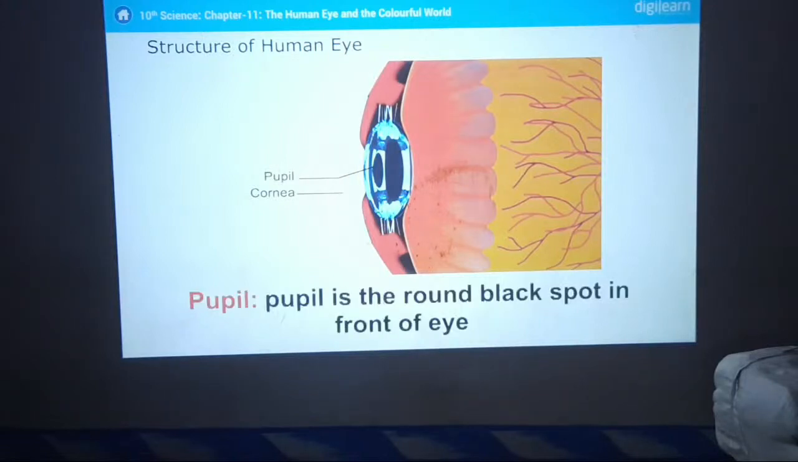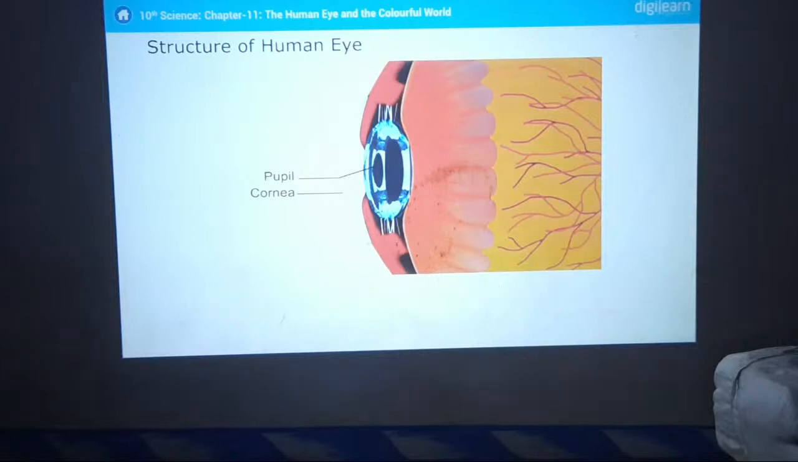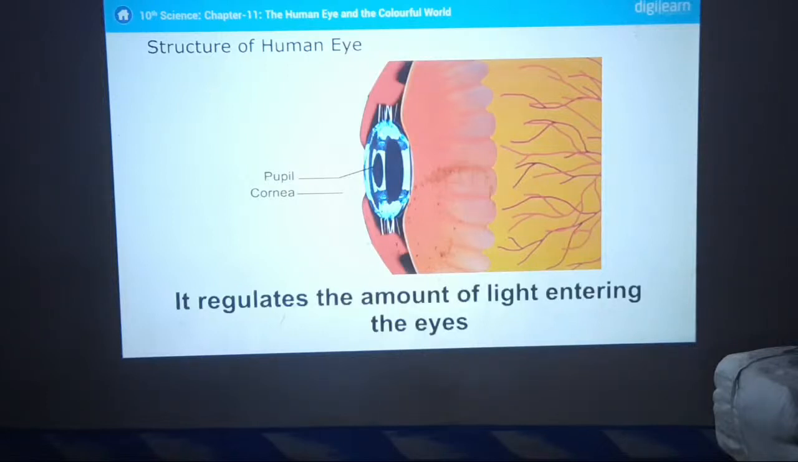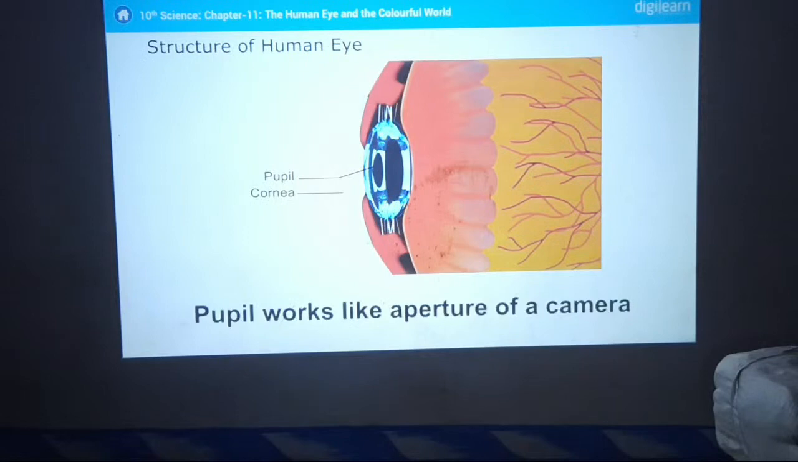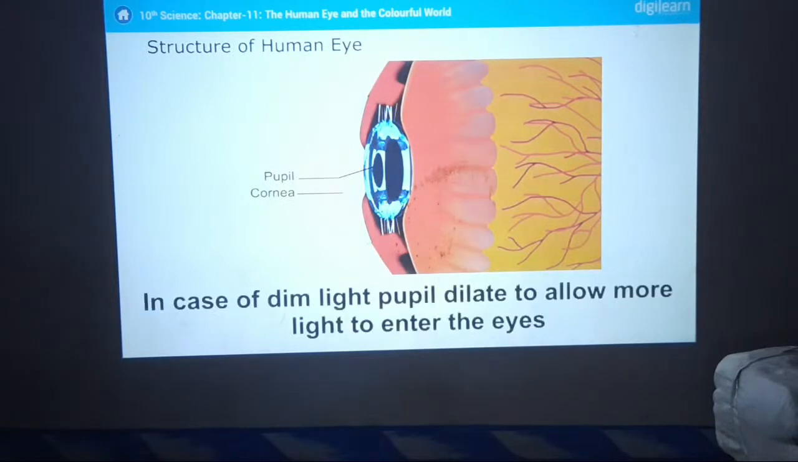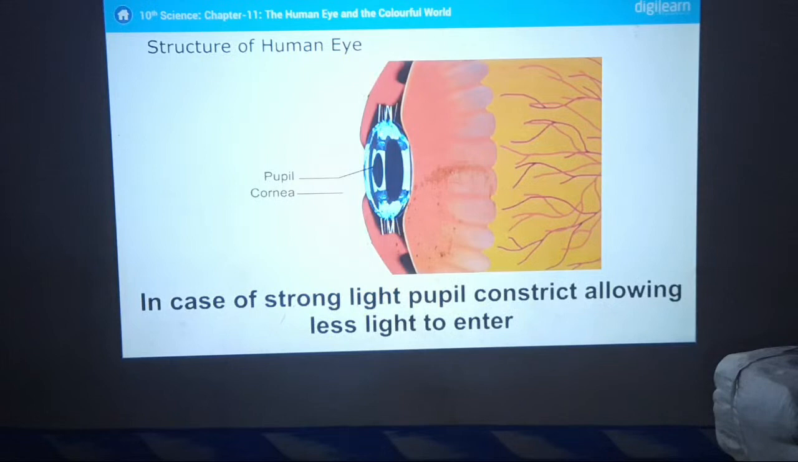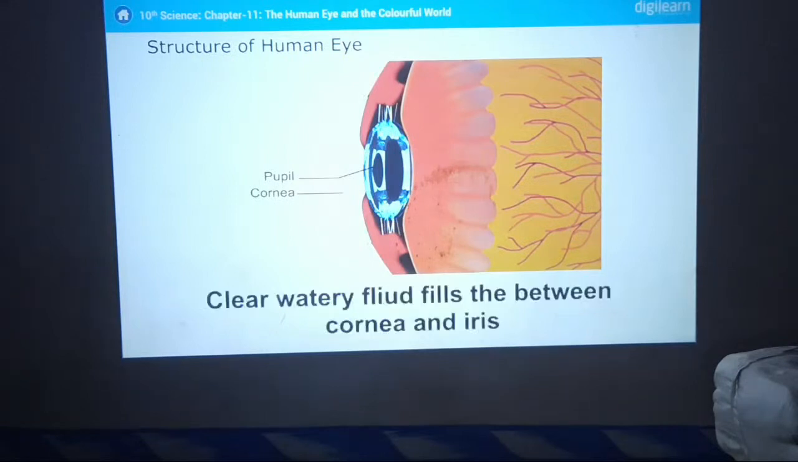2. Pupil. The pupil is the round black spot in front of the eye. It regulates the amount of light entering the eyes. The pupil works like the aperture of a camera. In case of dim light, the pupil dilates to allow more light to enter the eyes. In case of strong light, the pupil constricts, allowing less light to enter. Clear watery fluid fills the gap between the cornea and iris.